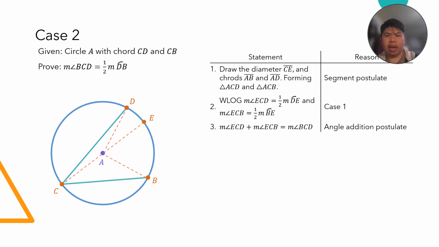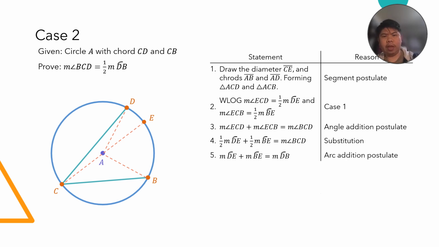So using the angle addition postulate, we know that the measure of angle ECD plus angle ECB is equal to the measure of angle BCD. And by substitution, we can see that 1/2 the measure of arc DE and 1/2 the measure of arc BE is equal to the measure of angle BCD.